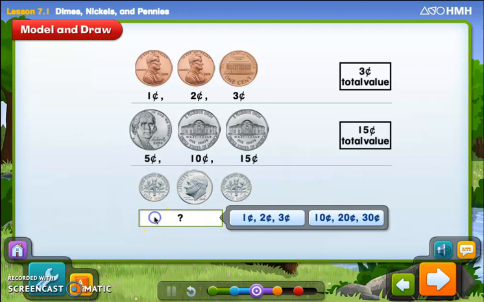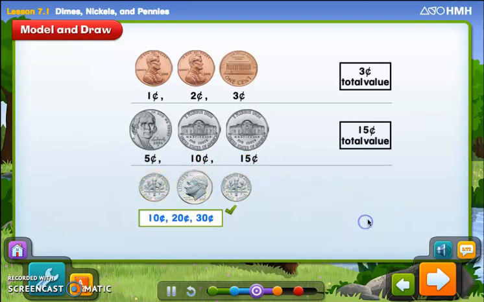So remember, it's giving us options here. So we wouldn't count by ones, right? Because that's what we do with pennies. Dimes, because dimes are worth 10 each, we're going to count by tens. So 10, 20, 30.